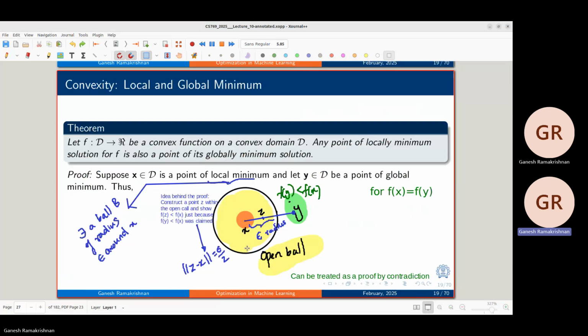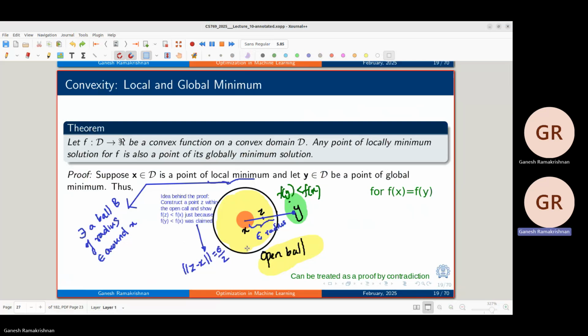And what is it that I'm going to do? I'm trying to construct a new point Z. Where should that Z be? Well, we don't know. But it makes sense to have Z on the line segment joining X to Y, because that's where I can talk about convexity. The function at some point on the line segment is less than the convex combination of the functions. If I look at the convex combination of f x and f y, that seems to be greater than the function value at z. That means I've got a new global minimum.